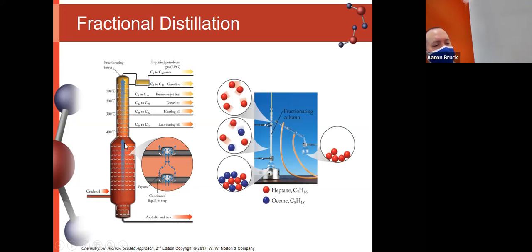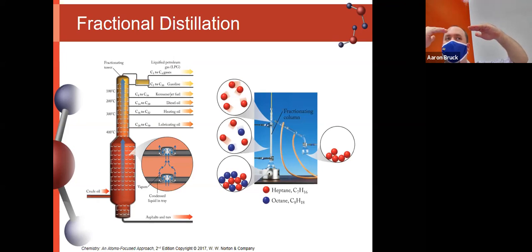As we go up the column, the temperature actually starts to decrease. So it's really, really hot down here, and it pushes all of those things that are volatile up in the column. Then as we go higher in the column, the temperatures start to decrease, and the things that are heavier, that have larger molecular weights and require that higher temperature, start to fall off, get pushed off to the side.